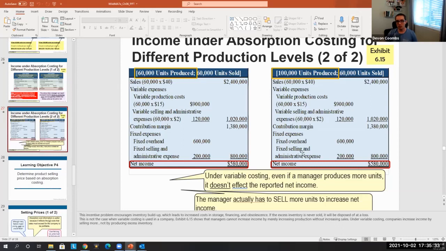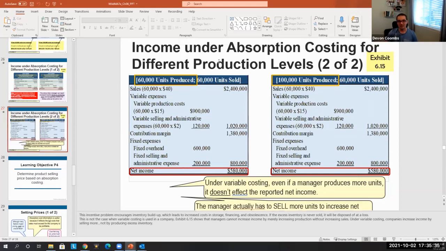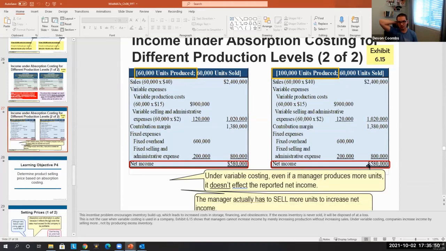So to that point, right, we're seeing here income under absorption costing on different product levels. We're going back to the 60,000 units produced versus sold. We can see here that under variable costing, even if we produce more units, it doesn't affect our net income. So ultimately, variable costing gives us a more honest report of how we're doing in the month, where there's less ways to manipulate the income amount through production. And so that can be helpful for managers to track the performance of their factories.